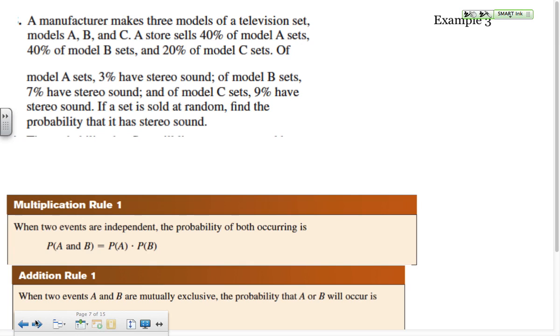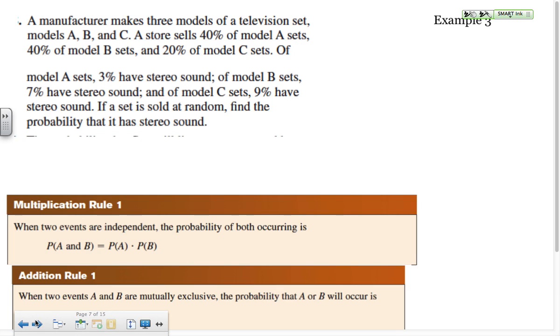It says a manufacturer makes 3 models of a television set, models A, B, and C. A store sells 40% of model A, 40% of model B, and 40% of model C. Of model set A, 3% have stereo sound. Of model set B, 7% have stereo sound. And of model set C, 9% have stereo sound. If a set is sold at random, find the probability that it has stereo sound.